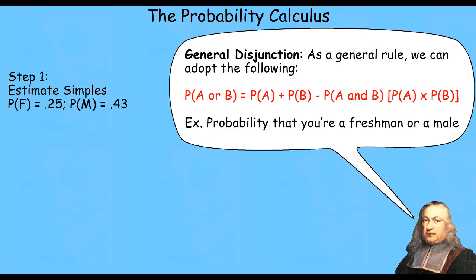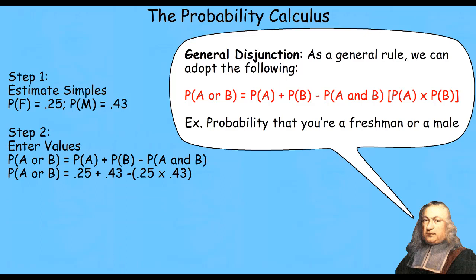So we'll start off by estimating our simple probabilities. Again, we could probably use the frequency interpretation. Freshmen are about 1/4 of the population, about 0.25 of undergraduates. The population of males is slightly lower than the population of females in the university, so maybe about 0.3 or 0.43, excuse me. And now we plug those into our formula, and we now say that the probability of A or B, given that they both could be true, is 0.25 plus 0.43 minus 0.25 times 0.43.